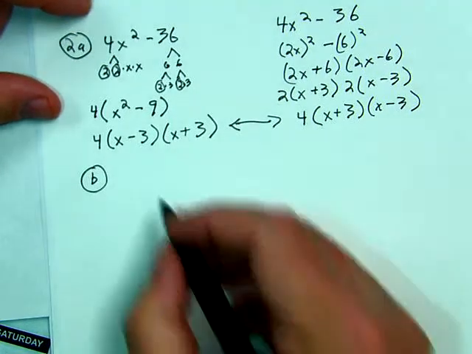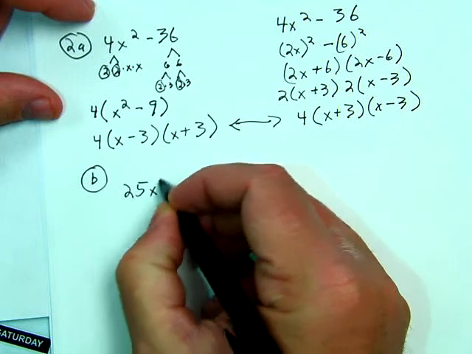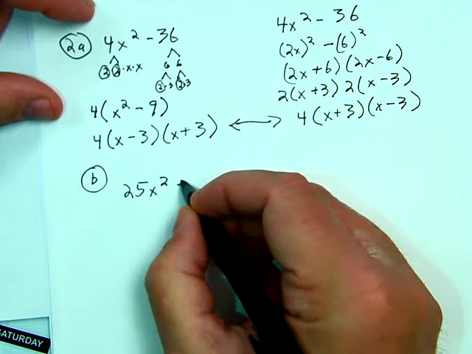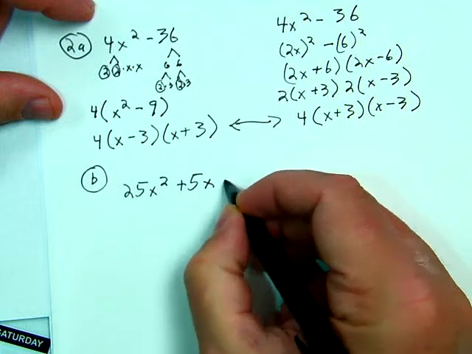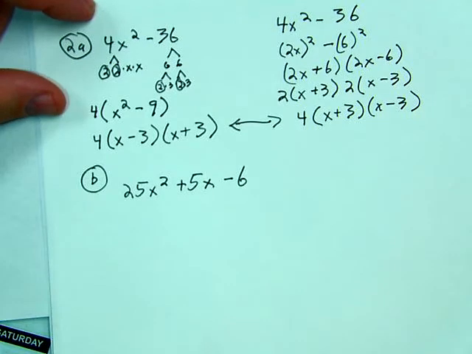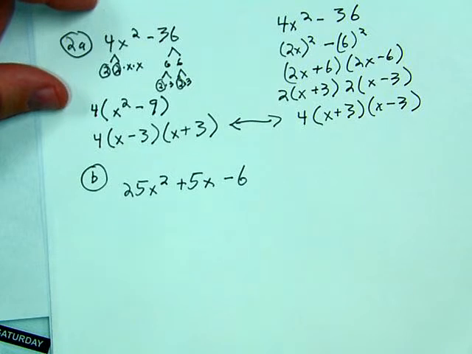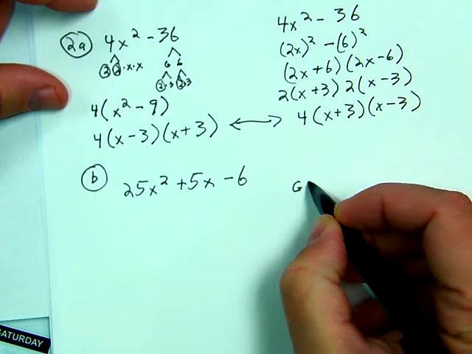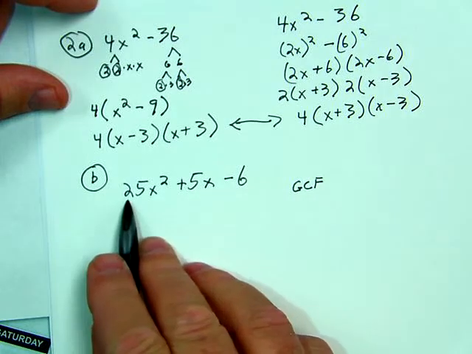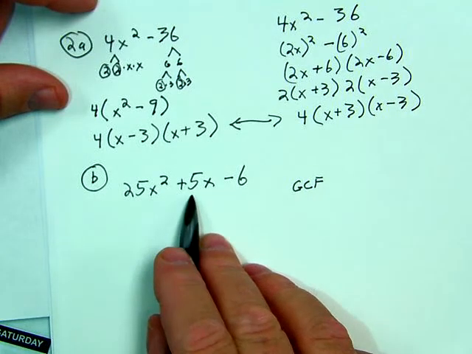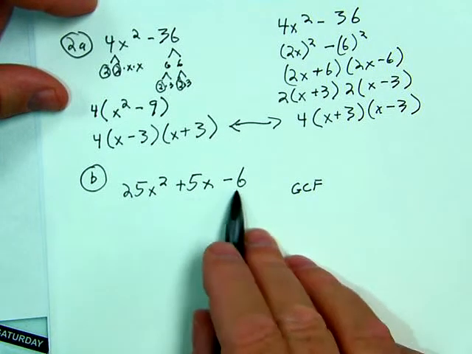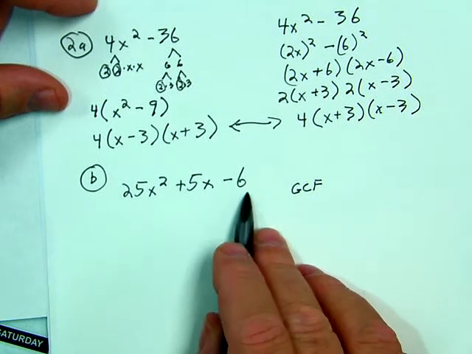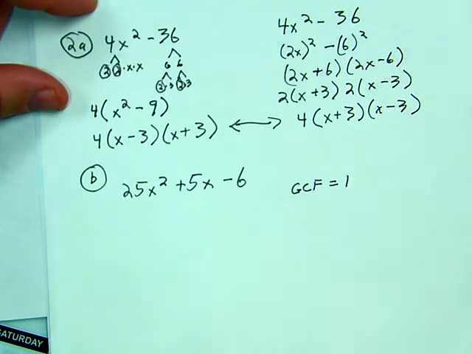In 2b, we have the problem 25x squared plus 5x minus 6. So we're going to try all our different things we can try. Let's look at the greatest common factor. I look through here, I get 5 times 5 times x times x. 5 times x, so 5 and x look pretty good in the first two, but 5 doesn't go in here and there's no x. So after I go through all that thinking, there is no greatest common factor. It is 1, so I can't factor anything out.